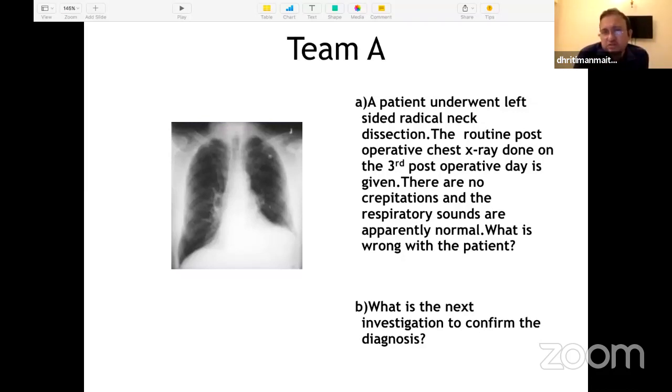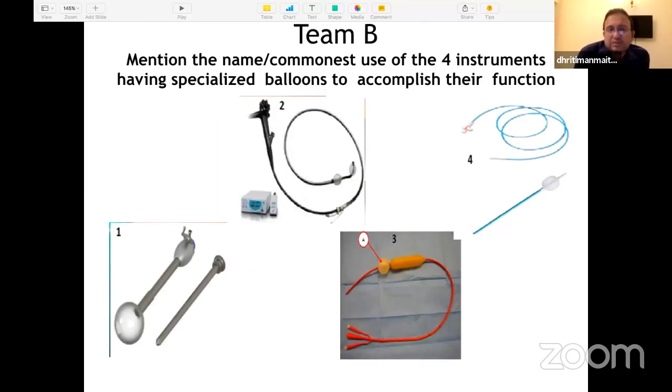These are 4 ballooned structures. Number 1 is a balloon trocar, which is used for dissection in inguinal hernia. Second one is a double balloon enteroscope for small bowel double balloon enteroscopy. Number 3 is Fogarty's, actually the picture has got a bit hazy here. I can't see properly.